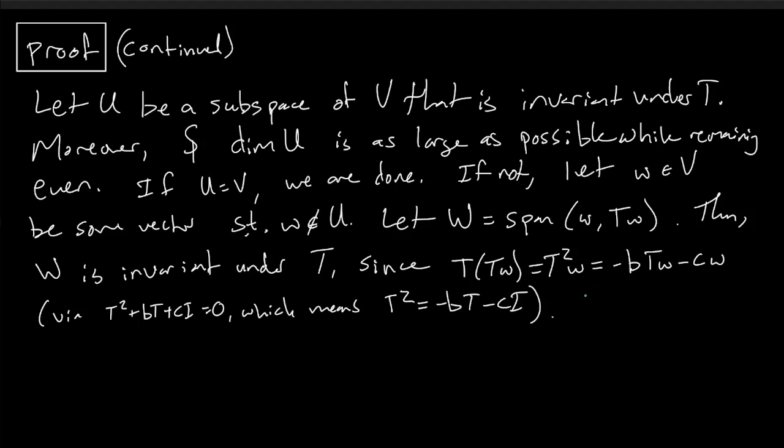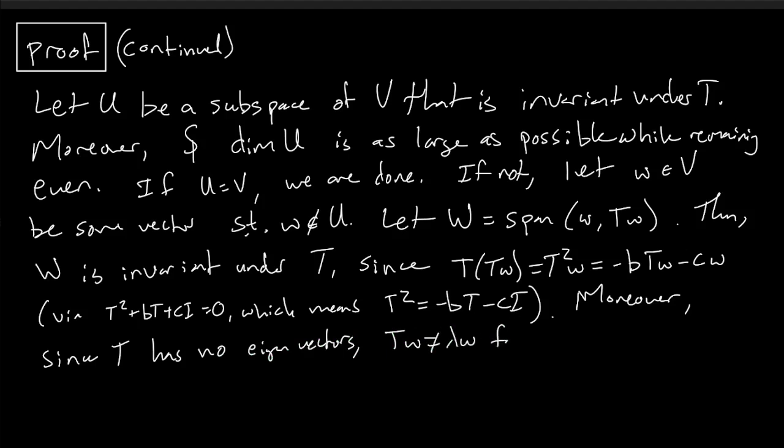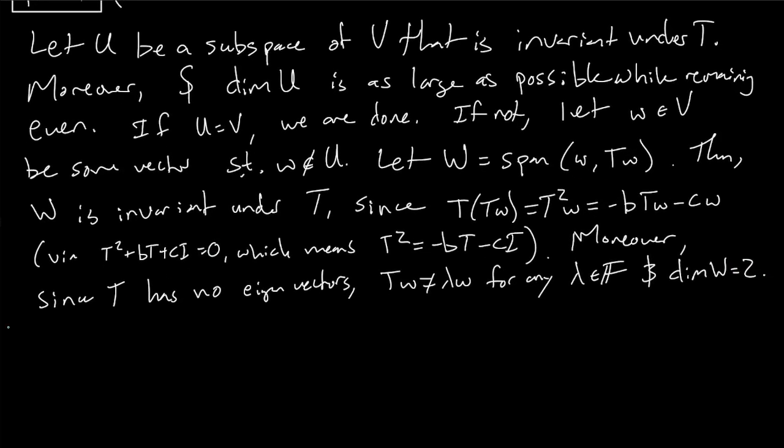Now, moreover, since T has no eigenvectors, Tw is not equal to lambda w for any lambda in the field. And this means that Tw is not in the span of w. And from that, we can say the dimension of W is 2. That is, this is a linearly independent list, w and Tw. Okay, cool. All right.